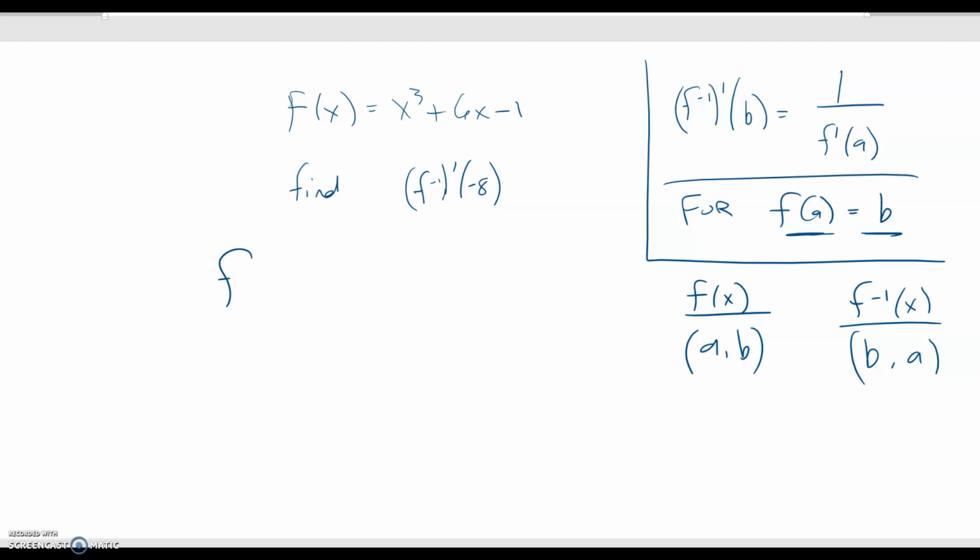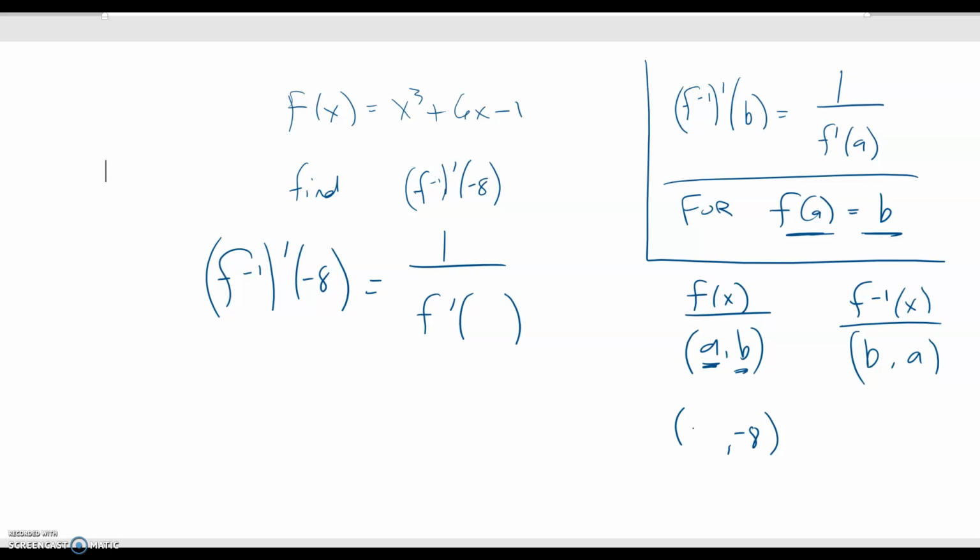If I want to find f inverse prime of negative 8, that has to be equal to 1 over f prime of what? Well, it's the x value that goes with this y value. So if I'm organizing myself over here, that means on f, this has to be an output on f since it's an input for f inverse. So there's some input on f that gives me that output. And over here, this output on f is the input on f inverse, and the input on f inverse would output this x value. In other words, we're just flipping our domain and range.